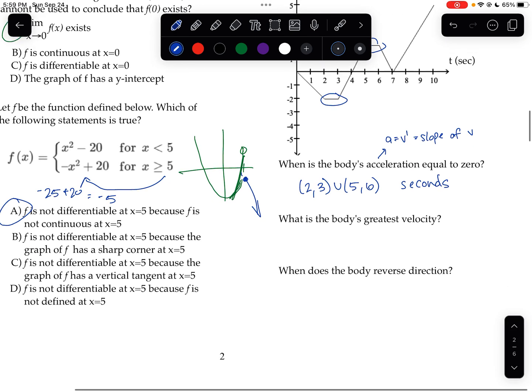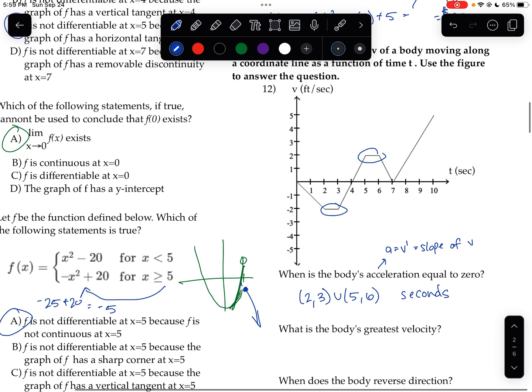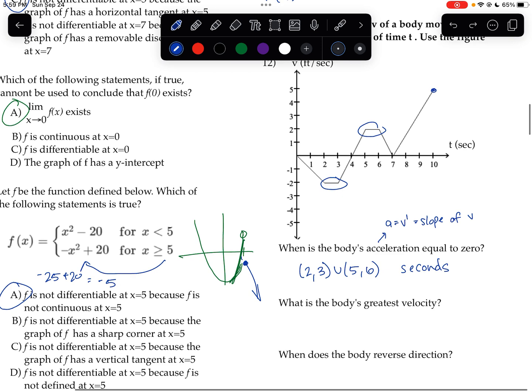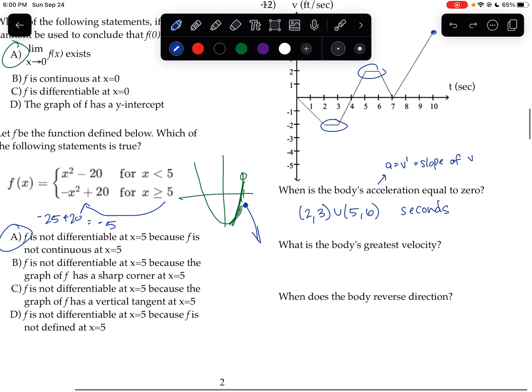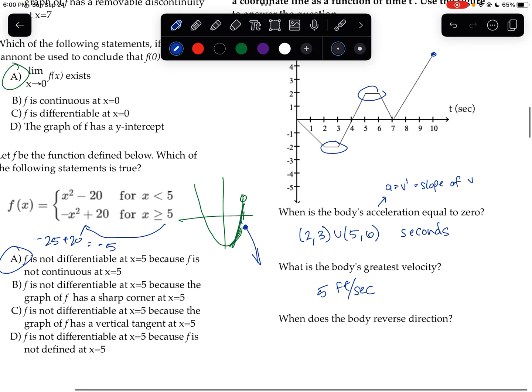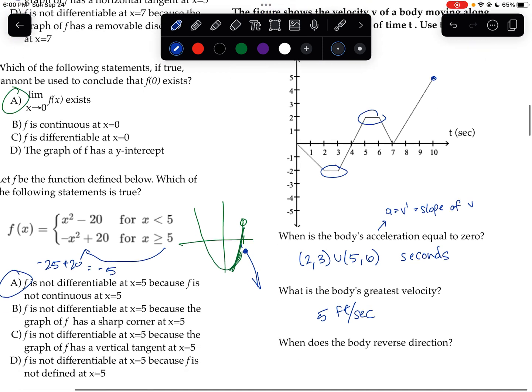Okay, what is the body's greatest velocity? Since this graph is velocity, that would be right here. This is the maximum output of the graph. And so I'm guessing that's just going to be 5. So I'd say 5 feet per second is the greatest velocity over this interval.